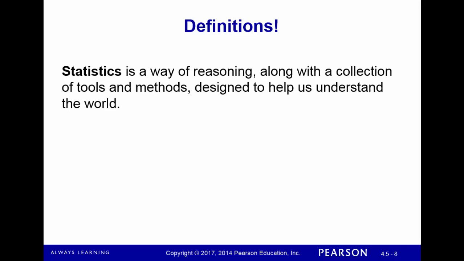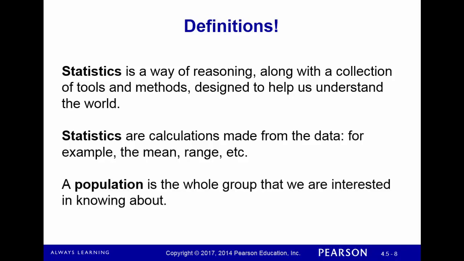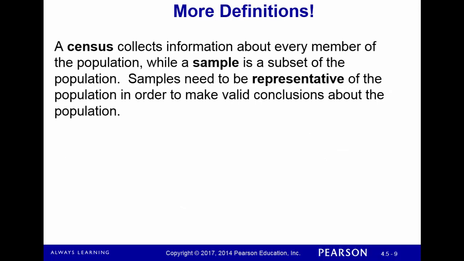More definitions. Statistics is a way of reasoning along with the collection of tools and methods that help us to understand the world around us. Statistics are also the calculations that we make from the data. For instance, earlier in this unit, in this cycle, we learned about the mean and the standard deviation and the range. The population is the whole group we're interested in knowing about. A census collects information about every member of the population, while a sample is a subset of the population.